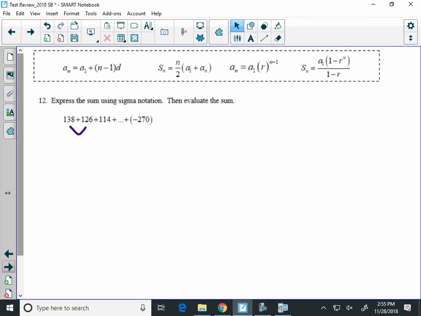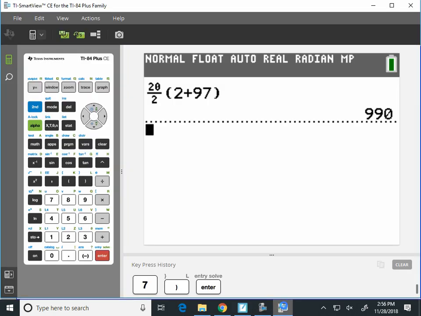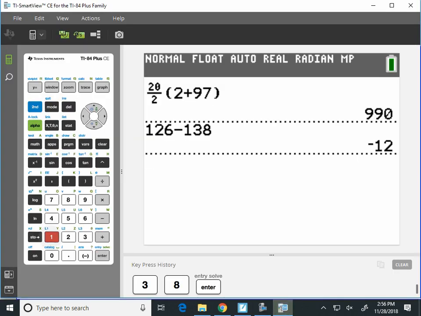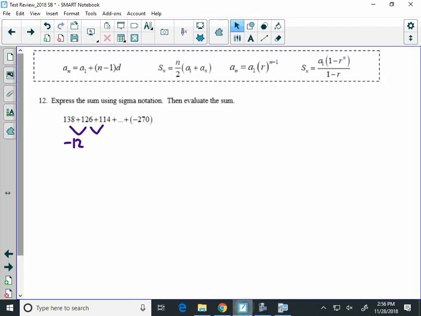So if you don't know what the common difference is, you take the second term, 126 minus 138. And we get that that would be negative 12. So let's double check. If this is minus 12, if I took 126 minus 12, I get 114, which is the next term here. So I know that that's an arithmetic sequence.